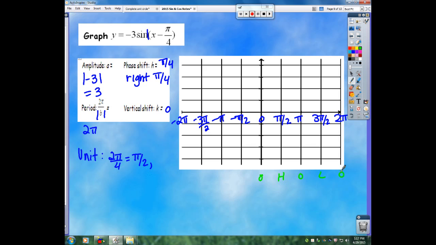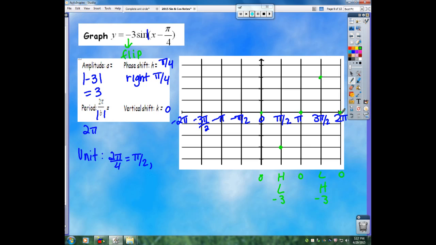I still need to do that phase shift. So at 0, our amplitude now, because this is negative, this thing has been flipped. This negative means we flip our graph. So where we're high, we're going to go low, and where we're low, we're going to go high. And we're multiplying by -3. So at pi over 2, we're supposed to be high, but now because it's a -3, we're going to go low 3. 1, 2, 3. At pi, we're back at 0. At 3 pi over 2, we're going to go up to 3. And at 2 pi, we're at 0.